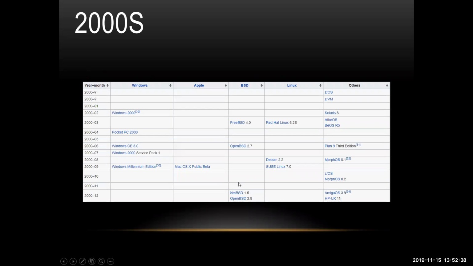Now, for the year 2000, we had z/OS. It is a 64-bit operating system for IBM mainframes and produced by IBM. We also had the ZBM and then Windows 2000.